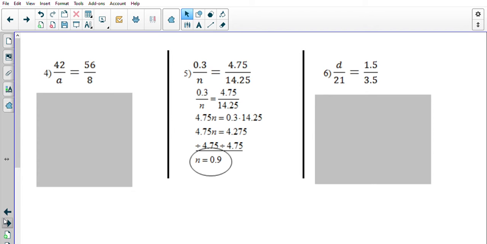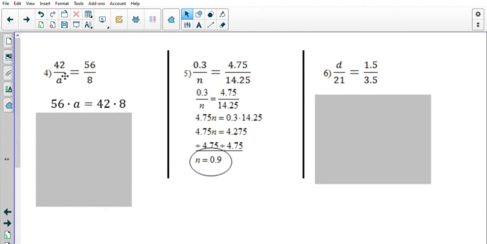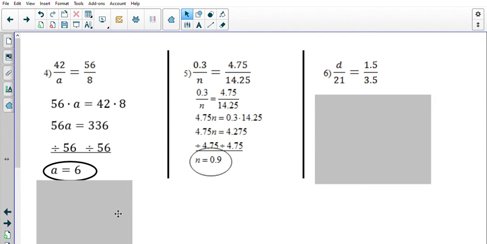All right, number 4, we have 42 over A equals 56 over 8. You might even recognize that 56 divided by 8 is 7, so that might even help you figure out what A has to be here. But let's cross multiply. Take 56 times A and 42 times 8. 42 times 8 is 336. Divide both sides by 56. A equals 6.